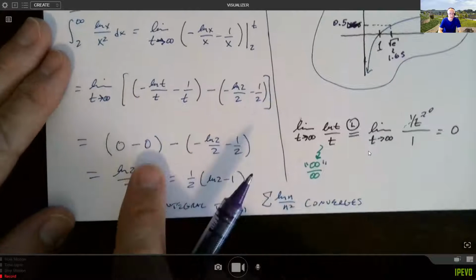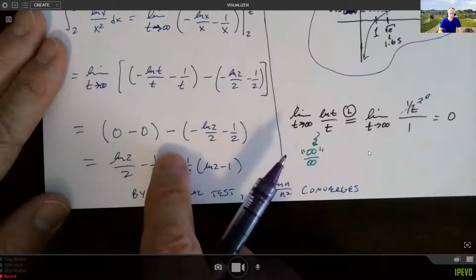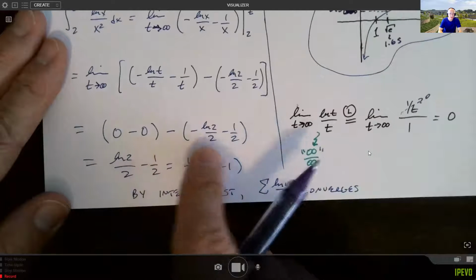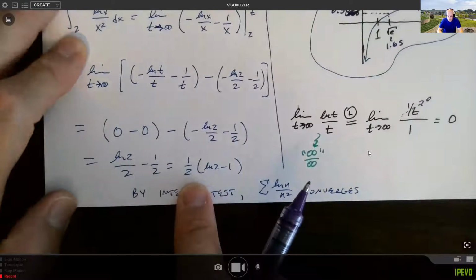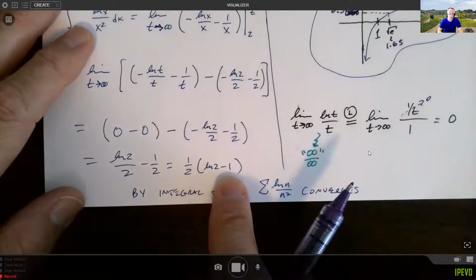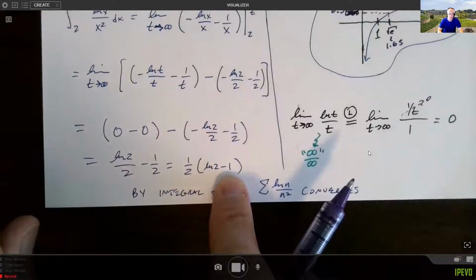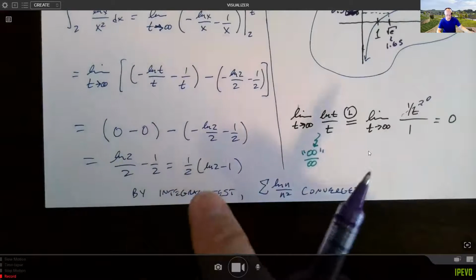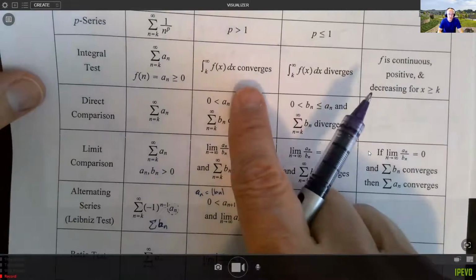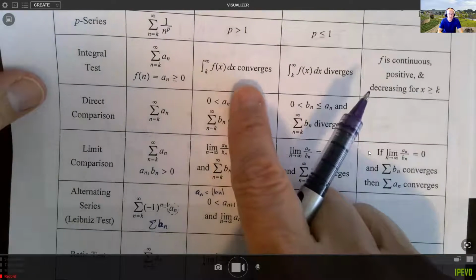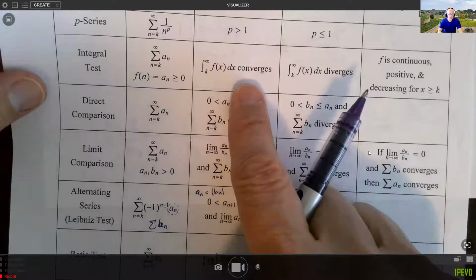And so the limit is just going to be negative this stuff, which is natural log of 2 minus a half, or factor out the 1/2, 1/2 times the natural log of 2 minus 1. Who cares what the actual number is? Just that it's finite is important. So in the integral test, if the improper integral converges, then our series converges.